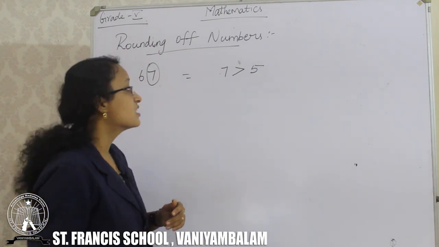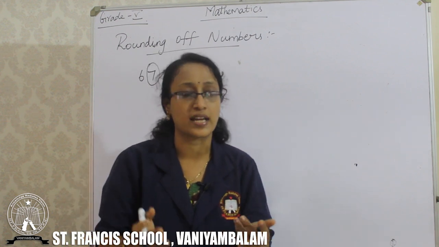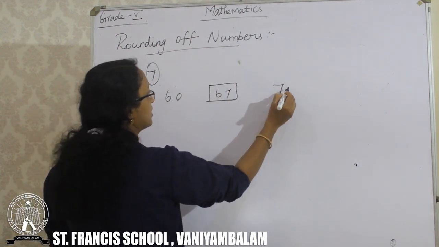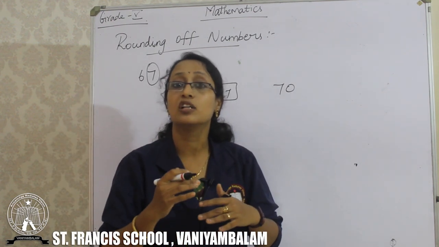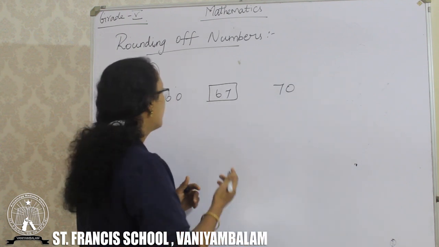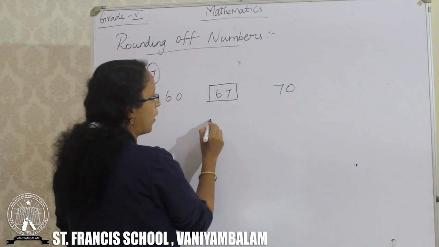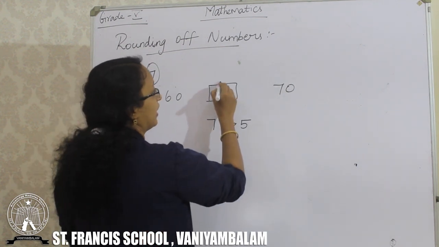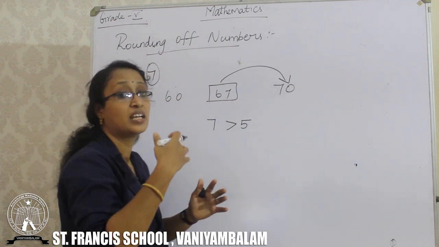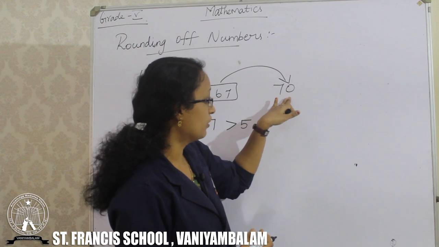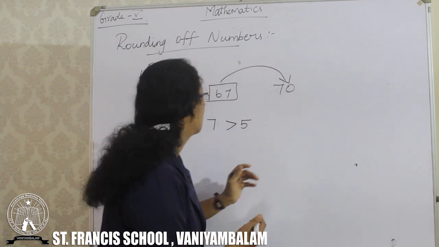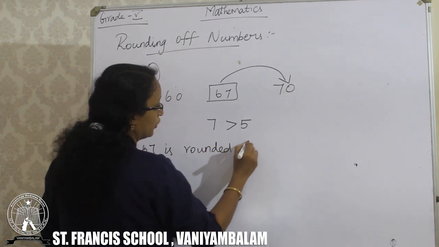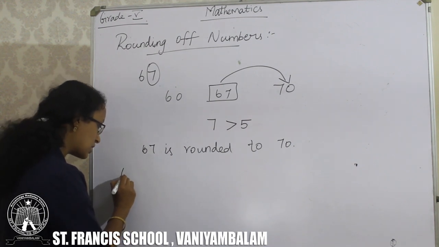First you have to check 67 lies between which two tens? 67 lies between 60 and 70, right? But how will you choose whether your answer is 60 or 70? Very easy method. Check the ones place value. If the ones place is greater than 5, then you have to round that up to the nearest higher tens, that is after 67, 70. So 67 is rounded to 70. Got it?